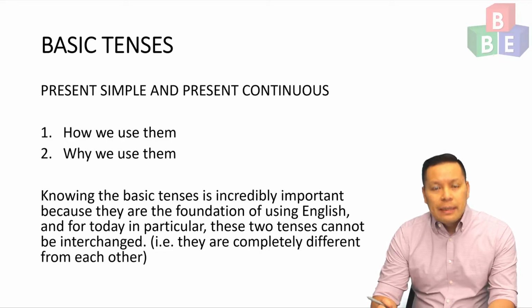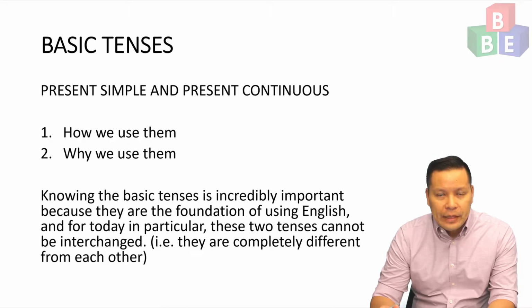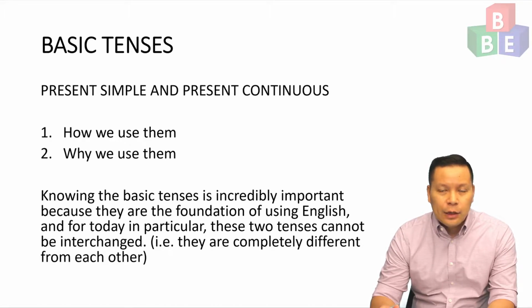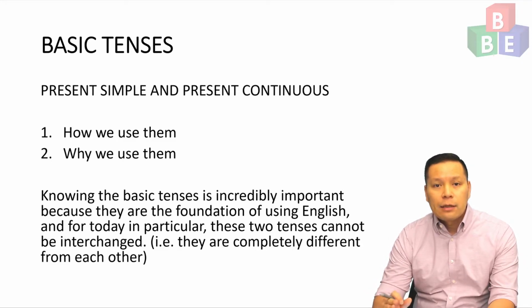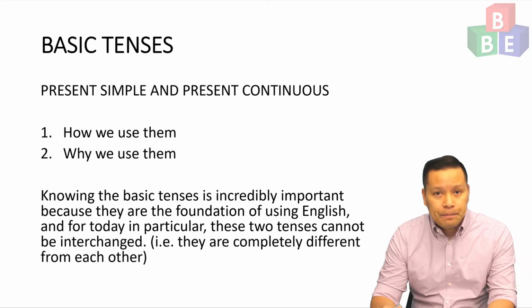In English, in particular, present simple and present continuous are two completely different tenses and they cannot be interchanged. If you use one for the other, you will create a sentence that has the wrong meaning or it just might be grammatically incorrect. So let's begin.